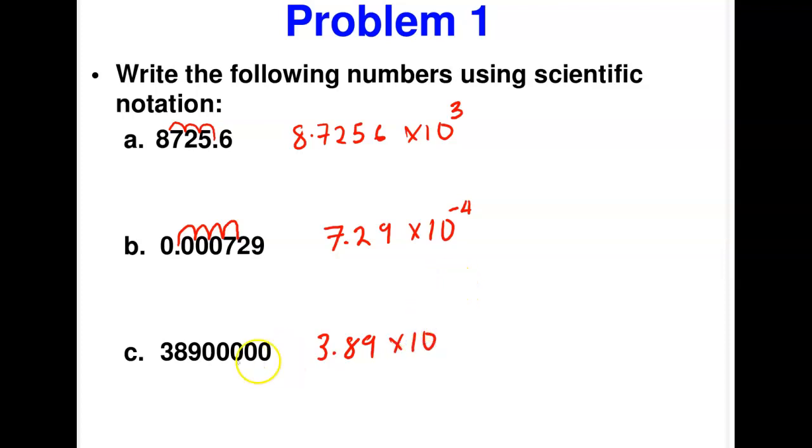Let's now move it. Since you don't see a decimal anywhere, we assume that the decimal is here. So we're going to move. This will be 1, 2, 3, 4, 5, 6, 7. This is going to be to the power of 7. So that is how we do these problems. Now let us move on to the next slide.